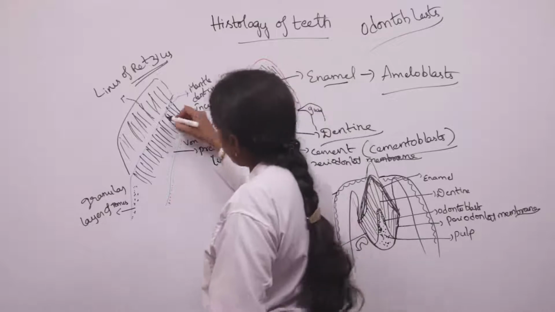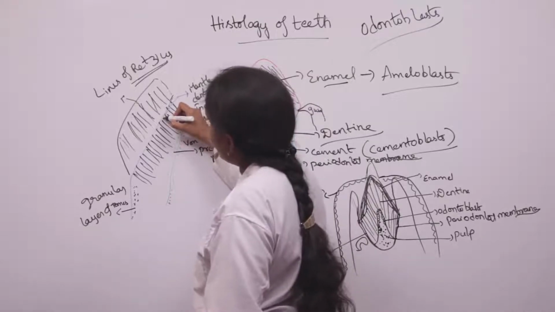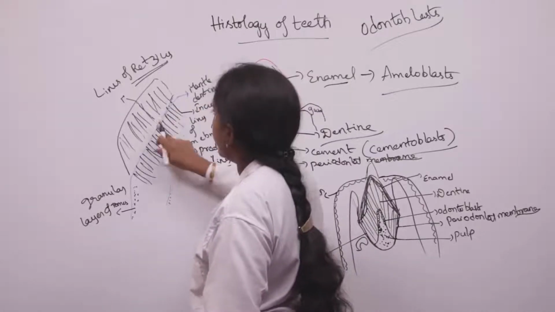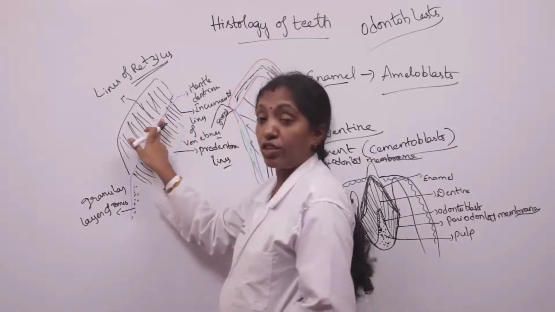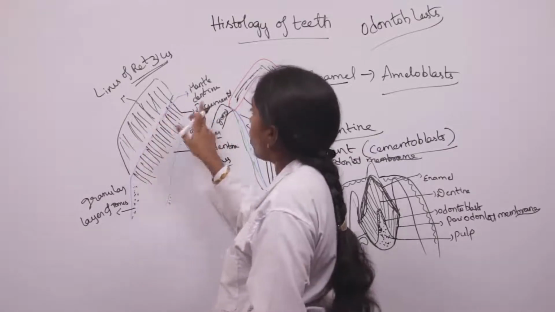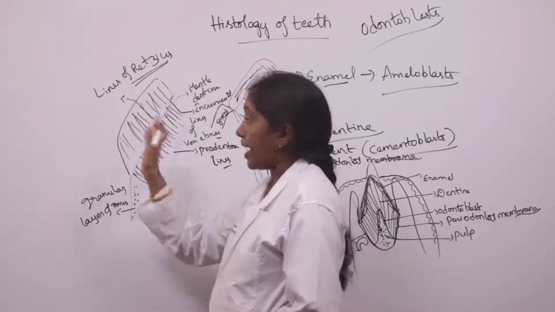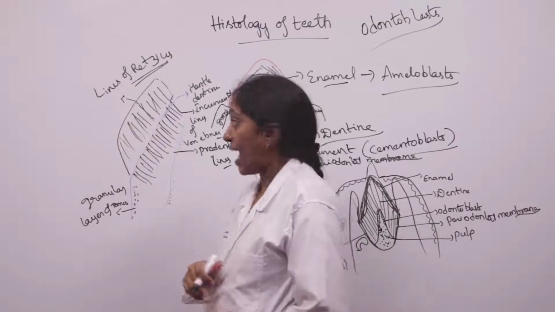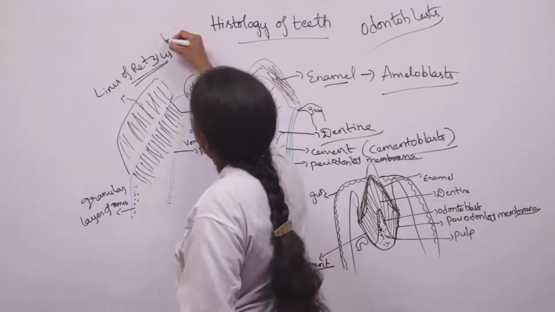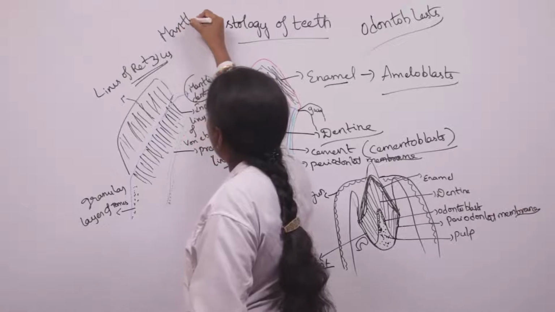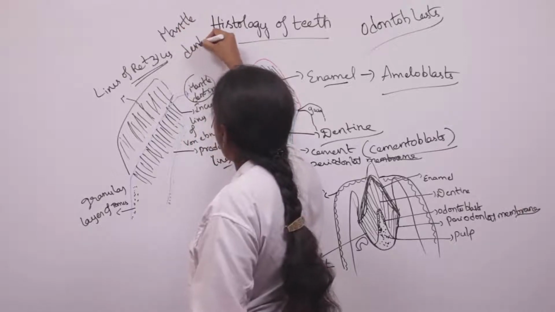And here nearer to the enamel, the mineralization of the dentine is less. Nearer to the enamel region, we call that dentine mantle dentine.